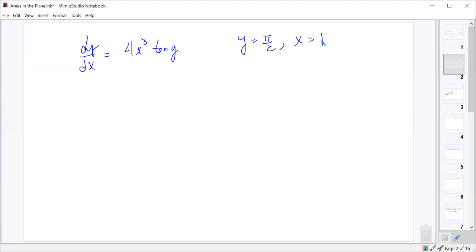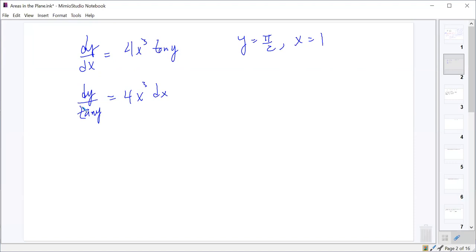Okay. So dy dx is 4x cubed tangent y, with y equal to pi over 2 when x equals 1. So again, it's a function of x times a function of y. It's a separable differential equation. So this becomes dy over tangent y equals 4x cubed dx.